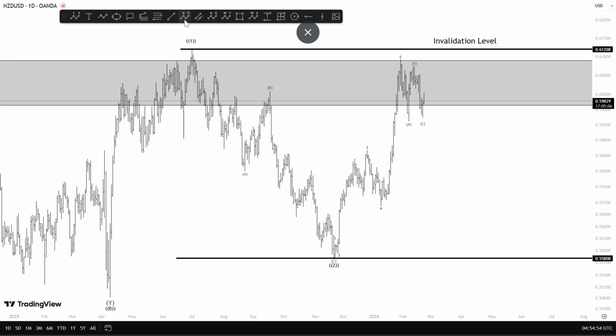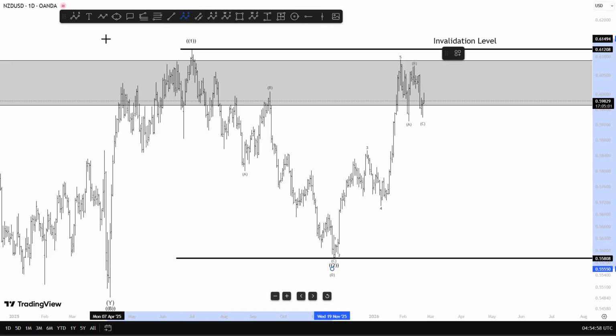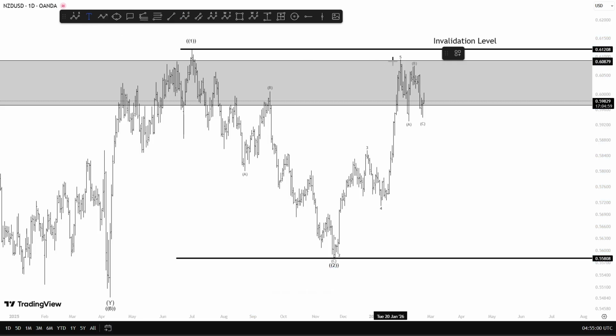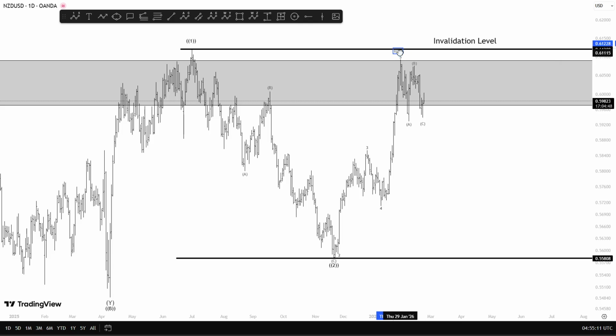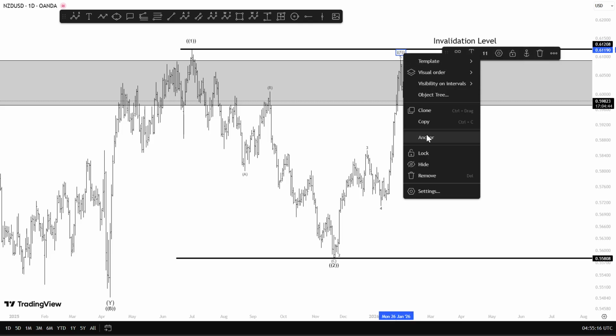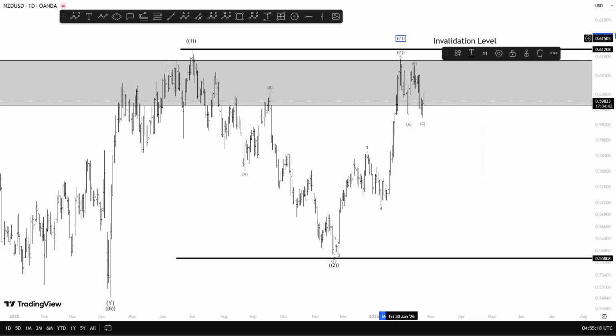Let's just give it a label. Let's give it subwave one. This is subwave one. And now we are expecting the two. That's what we're expecting now. Okay, we're expecting subwave two.